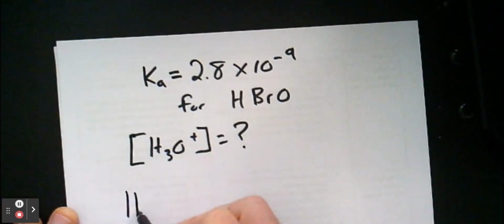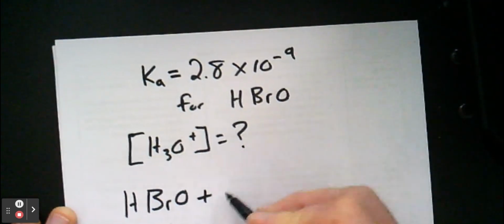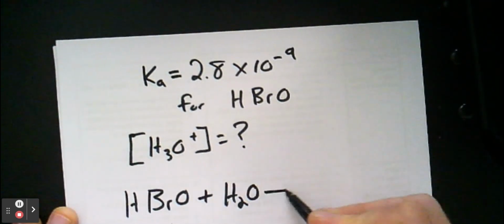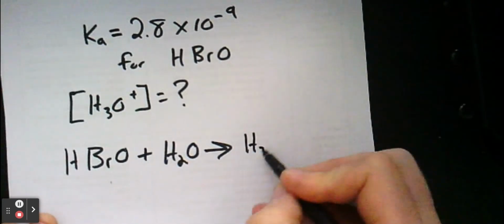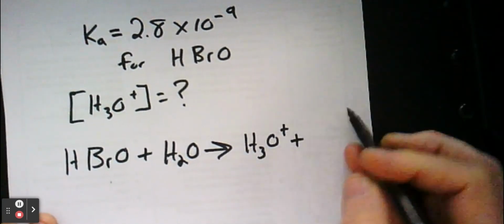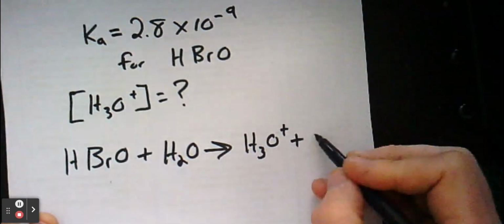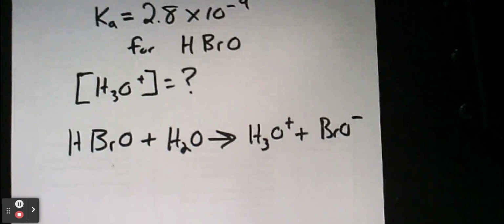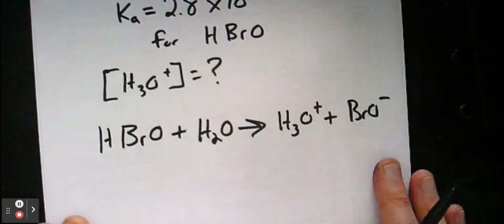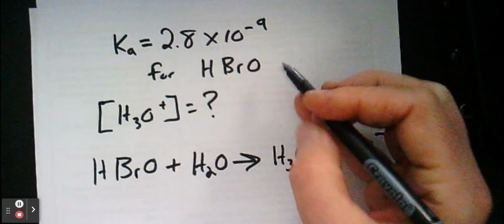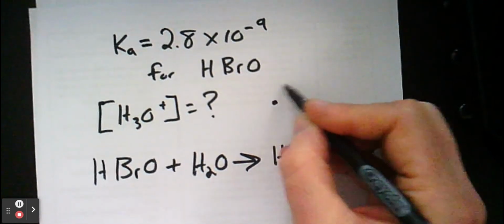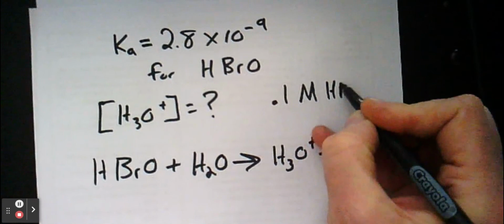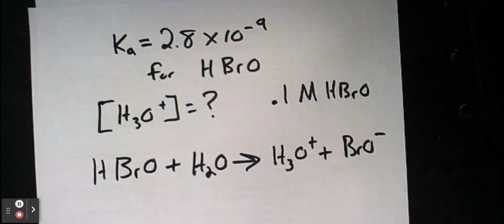Well, since acids donate protons, it's going to give the proton to water, and I'm going to be left with this. All right. Now I need to set up my ICE table to help me figure this out. Let's say, oh, and we also need to know, let's say we've got 0.1 molar HBrO. You need to know your original concentrations.